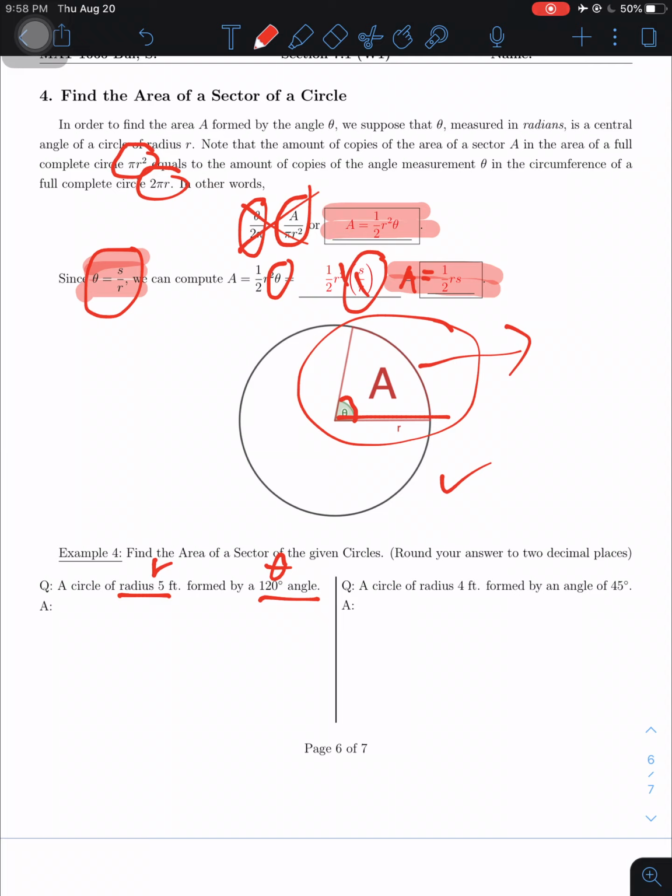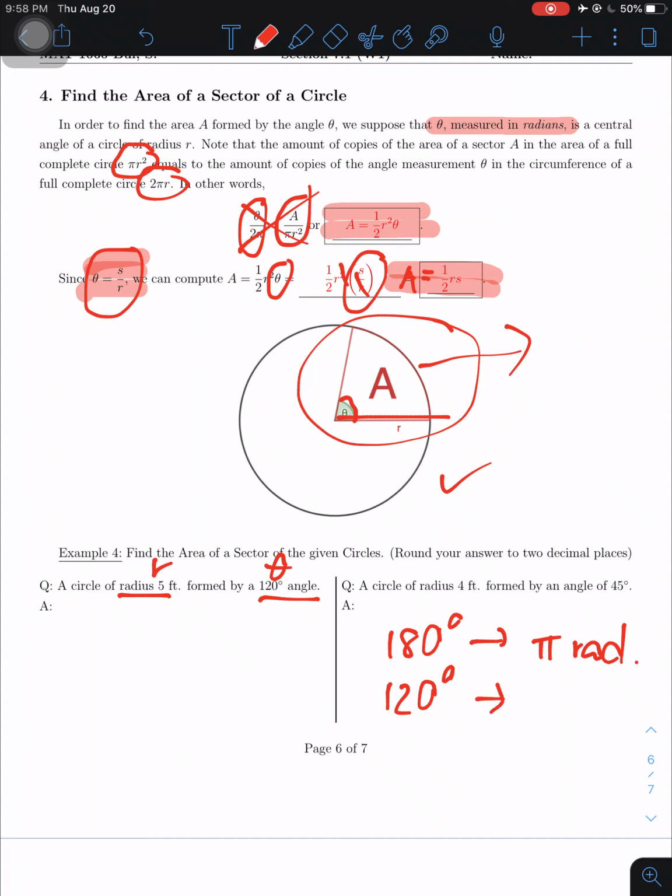Okay, let me highlight that information right here. Theta must be in radians, no other option, no other choice. If you have it in degrees, you're out. The angles in these formulas must be in radians. So if you remember the relationship between radians and degrees, it goes like 180 degrees equals pi radians. And again, we have 120 degrees, so we're going to put it underneath the degrees column.